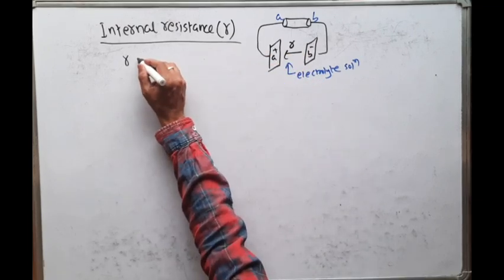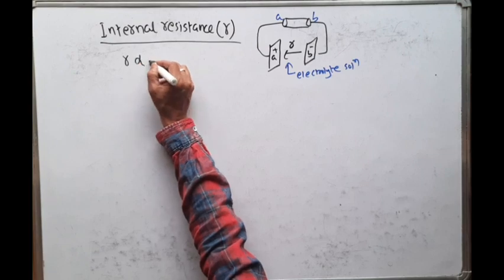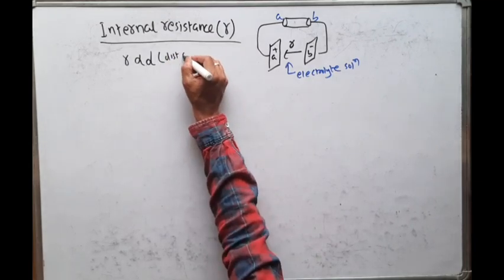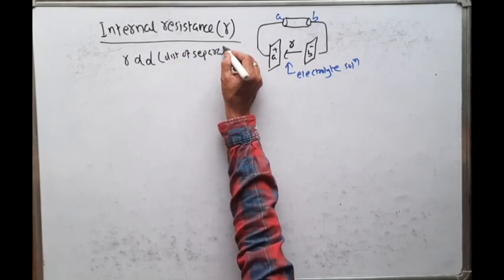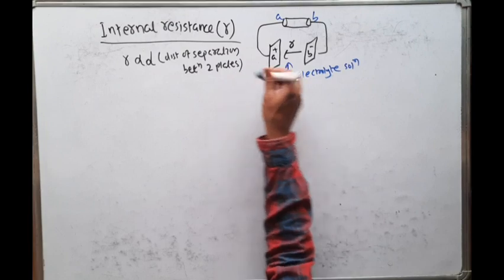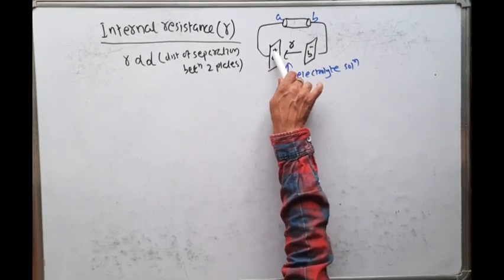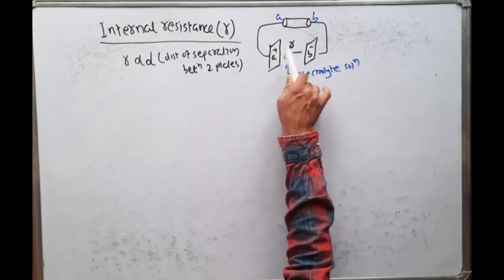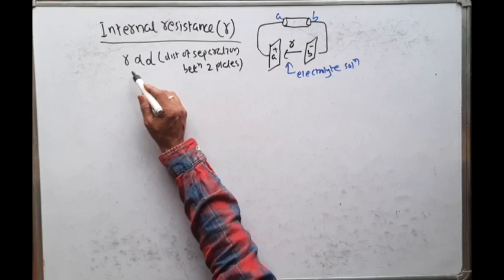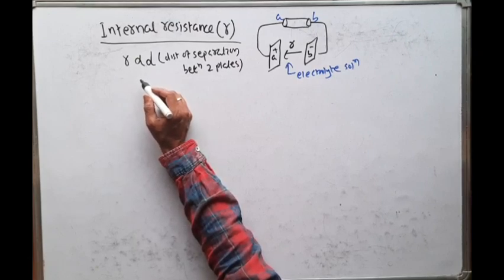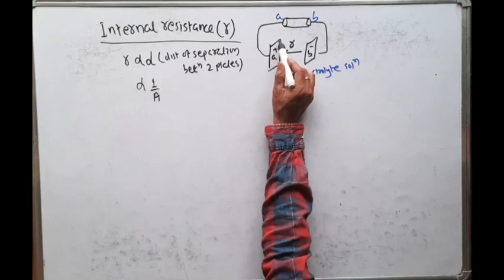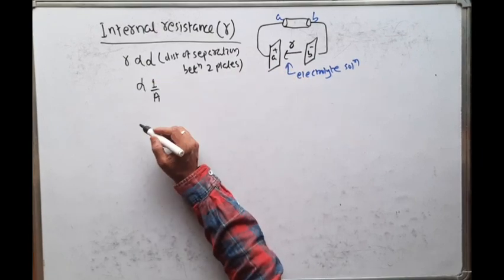And the internal resistance depends upon which factors? It is directly proportional to d. What is d? d is the distance of separation between two plates. Remember, these two plates are of different material. If this is copper, this is aluminum. Or if it is aluminum, it is silver. So both are made up of different materials. So the internal resistance is directly proportional to the distance between two plates, or it is inversely proportional to the area of the plate. If the plate area increases, internal resistance decreases.